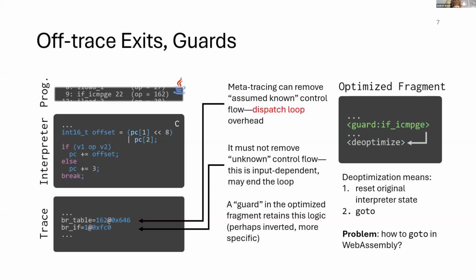This is a known problem for meta tracing. It's a solved problem, but it's especially a problem for us in WebAssembly because the structured control flow paradigm prevents us from doing this go-to. We don't have the ability to go-to in WebAssembly.